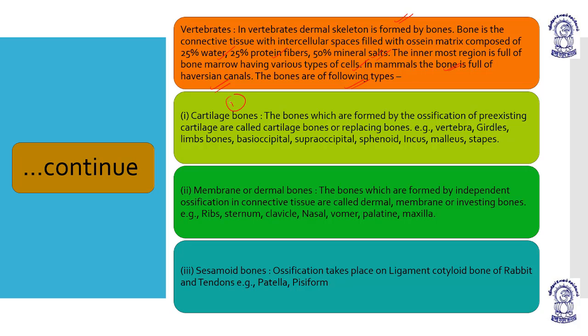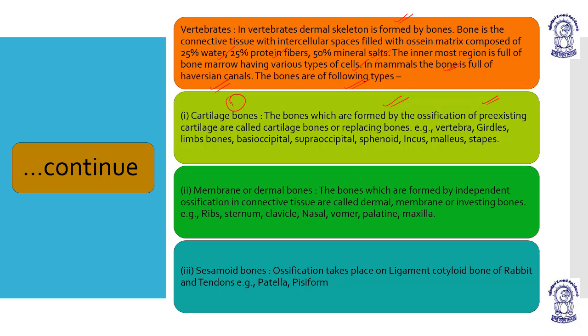First are the cartilaginous bones, the bones which are formed by the ossification of pre-existing cartilage. The moment a baby is born, they have a skeleton made up of cartilage. Then cartilage undergoes deposition of calcium and phosphate salts, and the protein ossein, which causes the calcification of these cartilaginous bones.